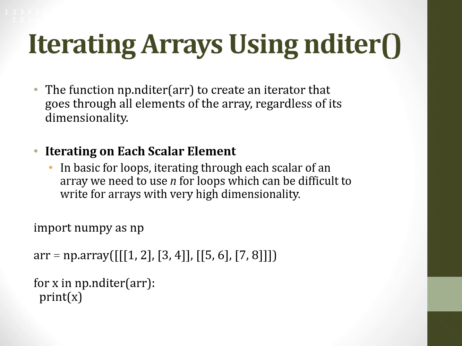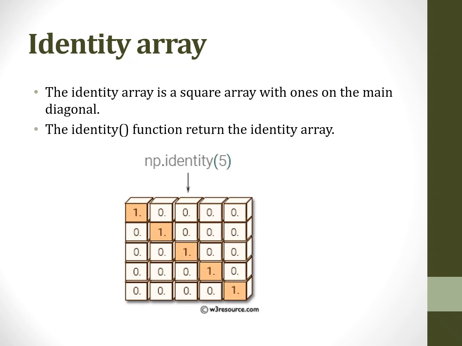So that is the major use of going for a ND iter. So next we will see how to create an identity matrix. One important thing you'll have to understand is an identity matrix is always a square matrix.